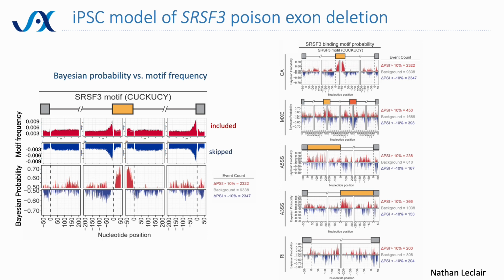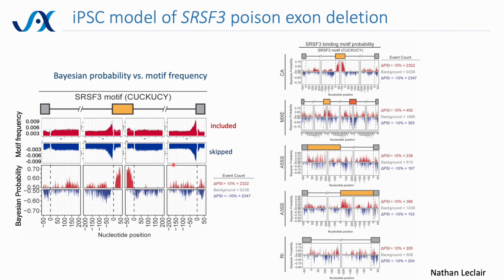The visualization shows frequencies for included and skipped events, as well as the background, and that is a thin gray line here. And also we visualize the Bayesian probability for skipped and included events.